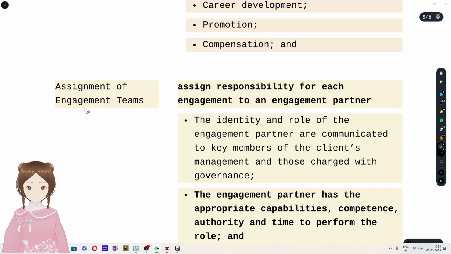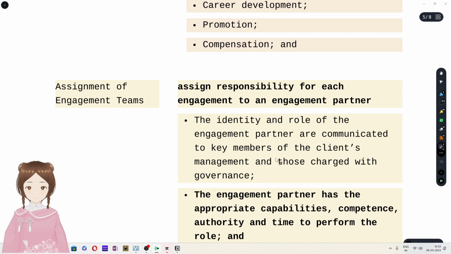Engagement has started, and how do we have to assign the team? Assigning responsibility: you have to assign responsibility for each engagement to an engagement partner, one engagement partner, or more than one. First, the identity and role of the engagement partner are communicated to key members of the client management and those charged with governance.